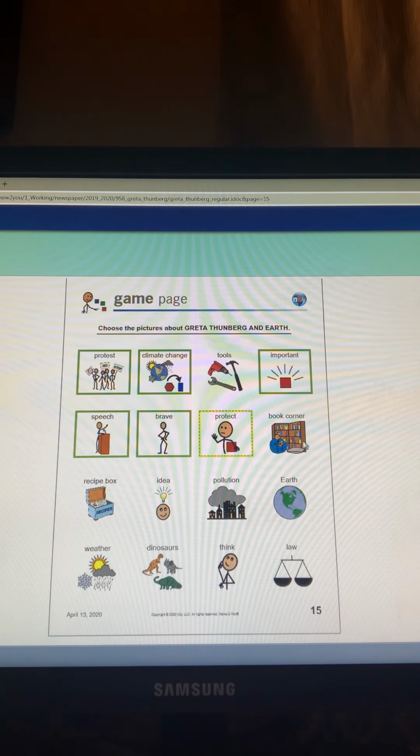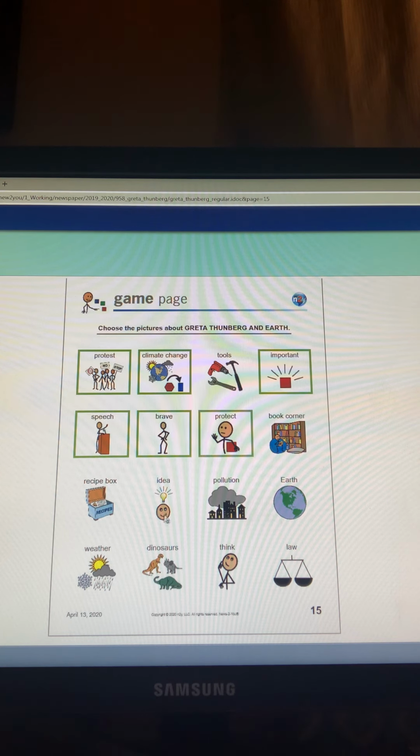So we're going to click on that one. In our story, we did not see a book corner. So we know that a book corner is not something that we have to deal with. So now let's look to our next one. The first one is a recipe box. Now, while we always have a recipe that goes along with our News2You article, a recipe box is not something that was part of the actual article. So we'll go on to our next one.